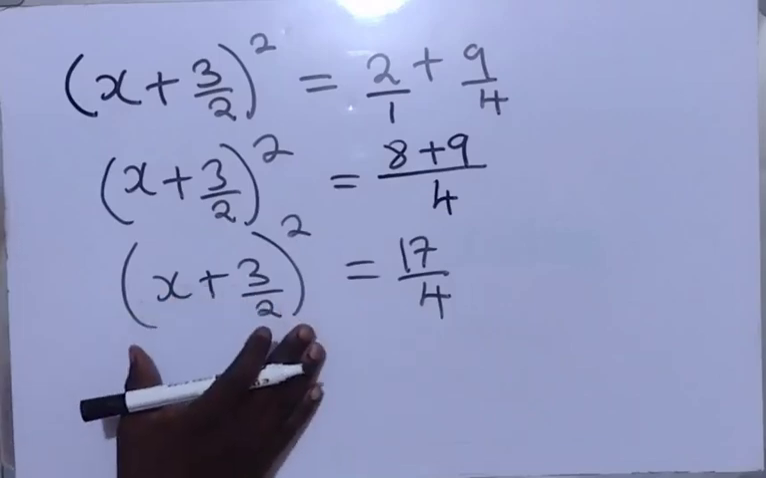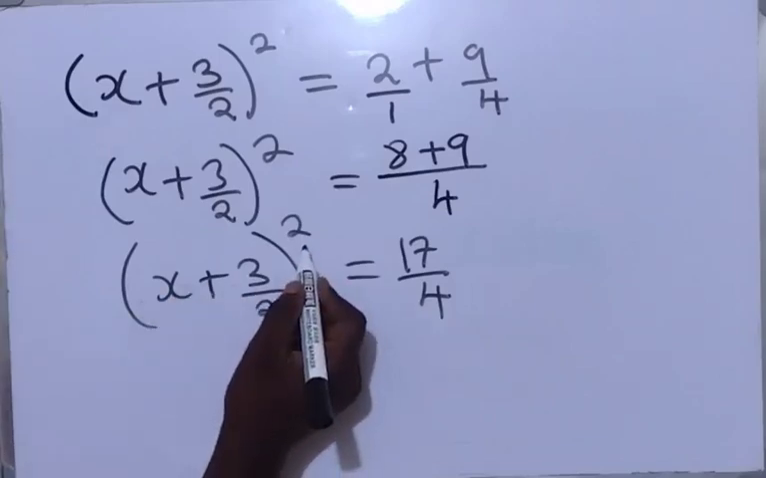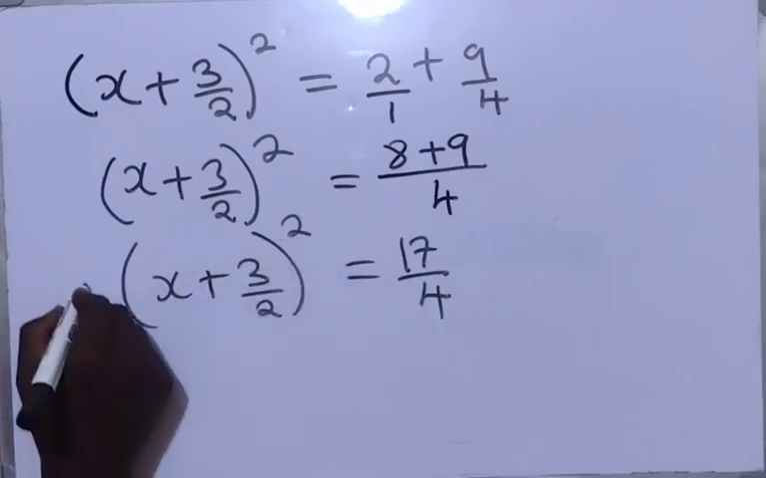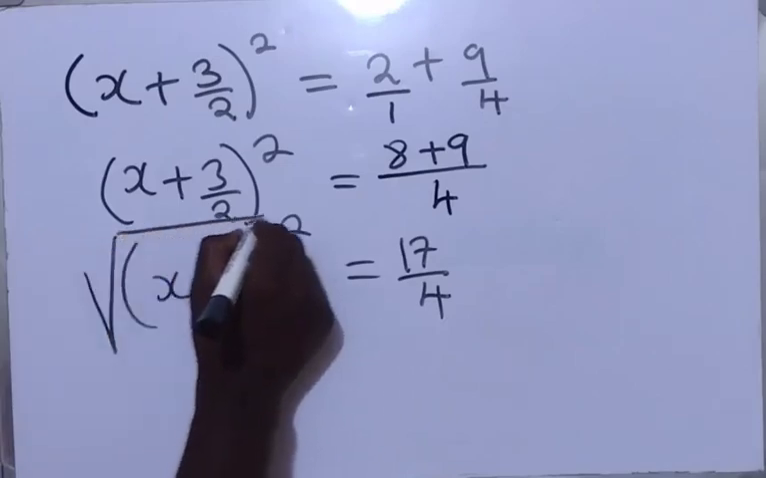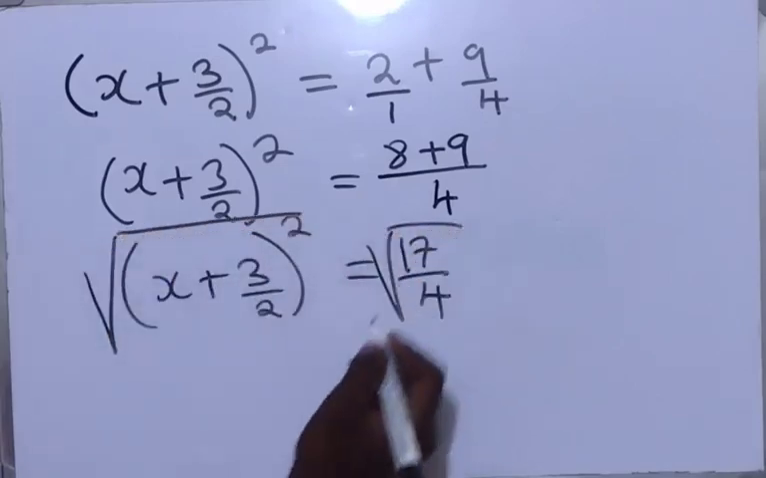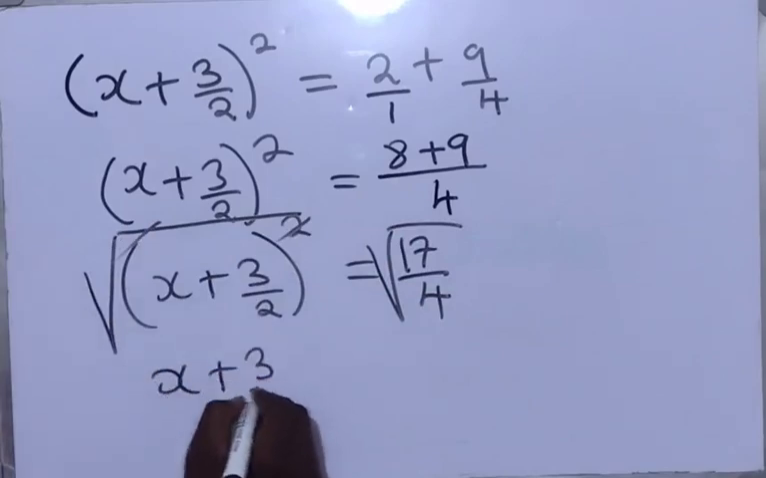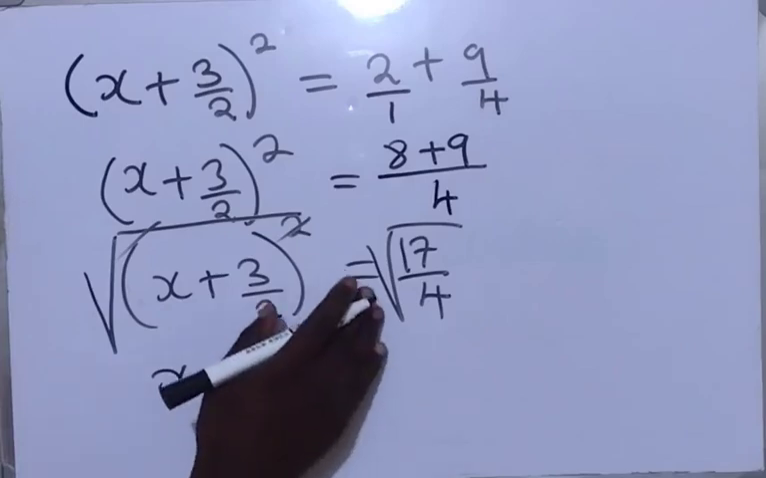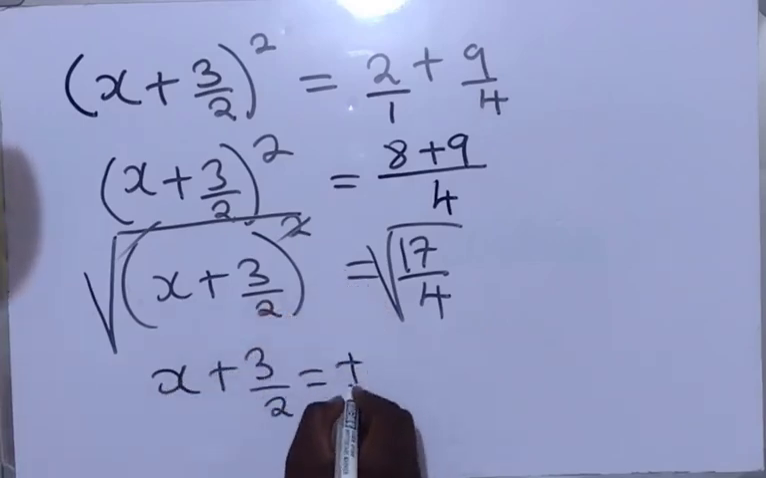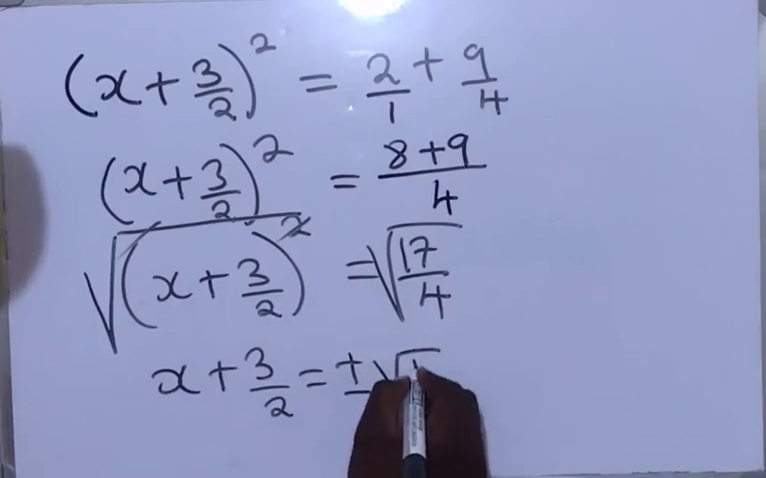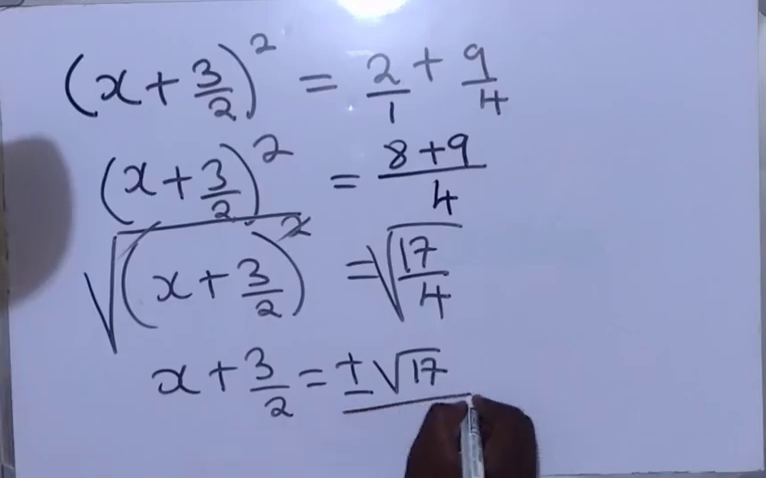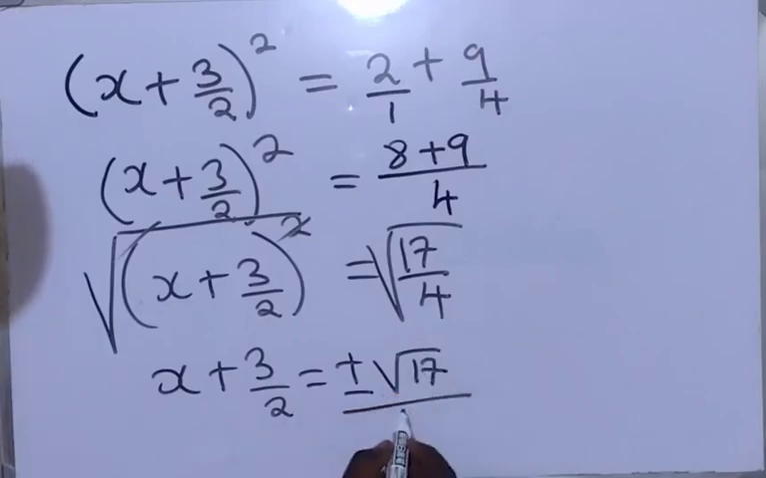Now you can see the left-hand side has a power of 2. So how do we get rid of this power 2? We are going to introduce a square root to both sides of the equation, so that the 2 and the square root cancel, and we remain with x + 3/2 is equal to. So the moment you introduce a square root here, we are going to have plus or minus the square root of 17 over, then what is the square root of 4? It's 2. That is what you are going to have. I hope it's clear here.